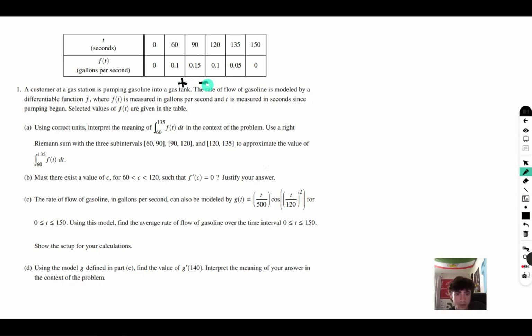So in order for something to go from positive to negative and be continuous, which we are assuming it is because here it says differentiable, and in order for a function to be differentiable, it needs to be continuous.